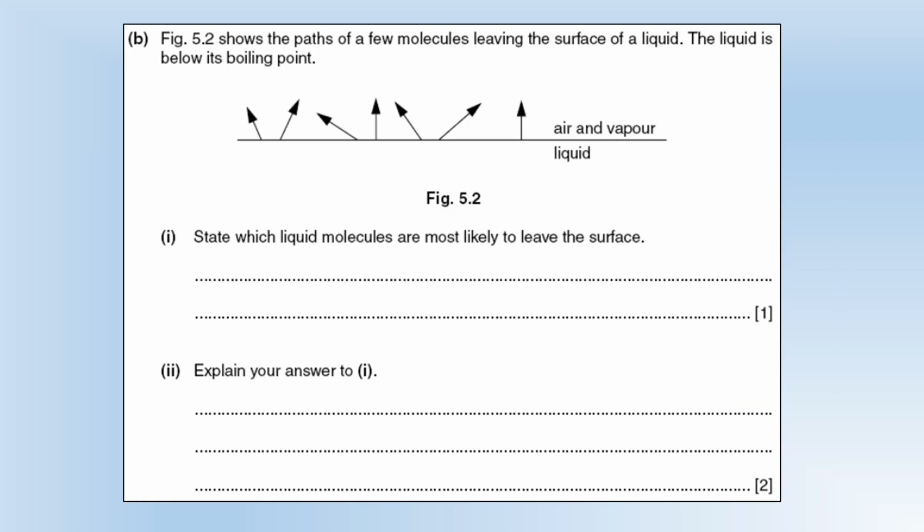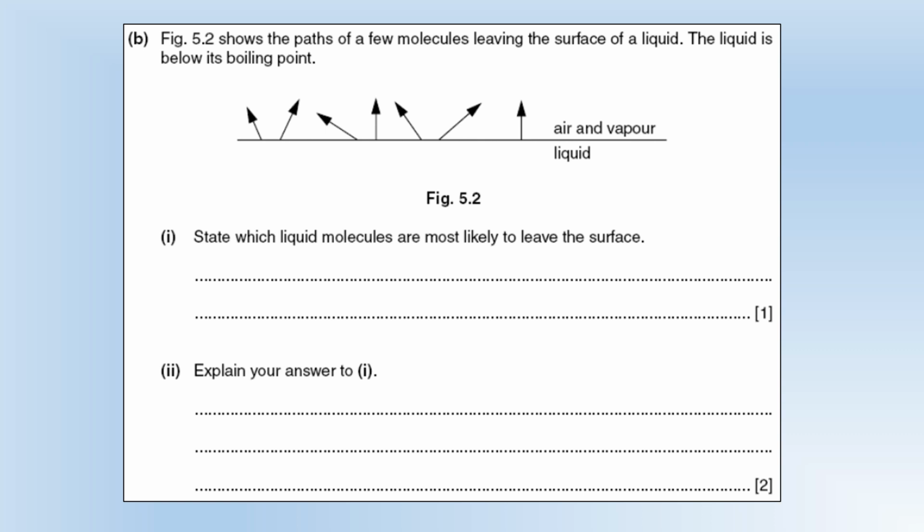So the diagram shows the path of a few molecules leaving the surface of a liquid. The liquid is below its boiling point. So the fact that they're leaving the surface tells us it's not boiling, so this must be evaporation that we're looking at. State which liquid molecules are most likely to leave the surface.